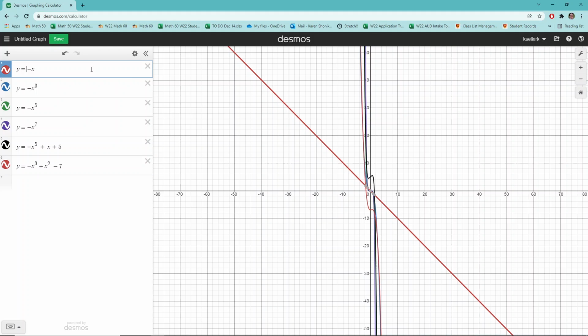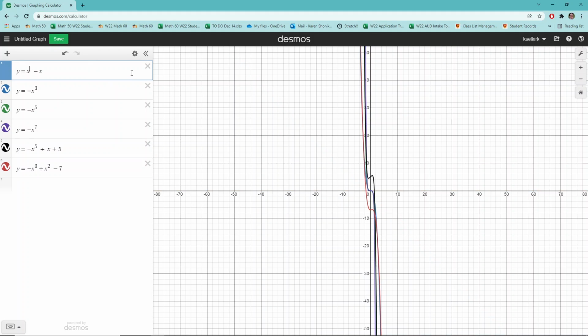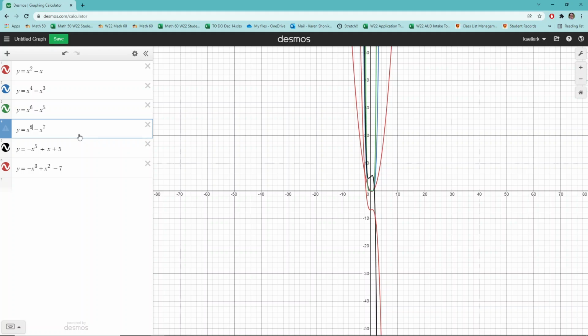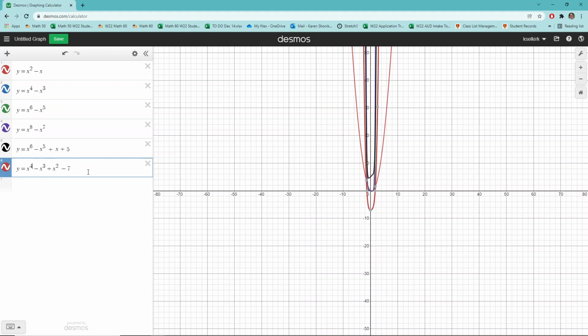All right, let's make them even graphs. So what if I throw an x squared in front of here? What if I throw an x to the 4 in front of here? An x to the 6 in front of here? An x to the 8 in front of here, an x to the 6 in front of here, and an x to the 4 in front of here. Do they share anything in common?